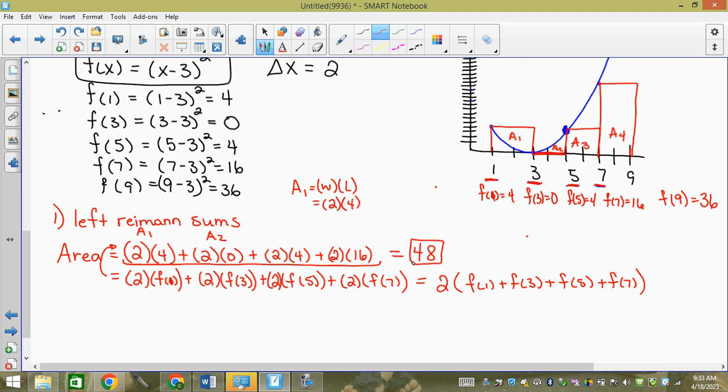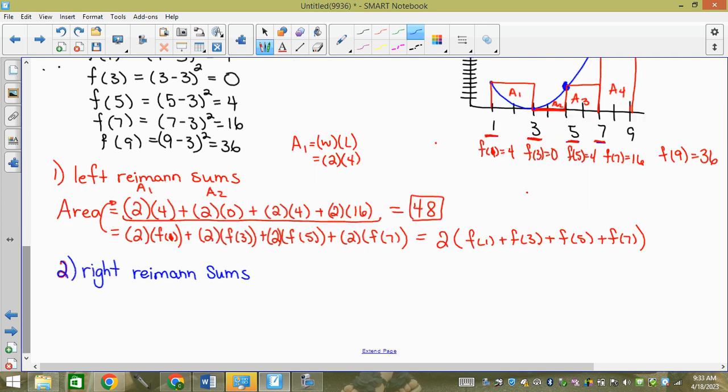Then right Riemann sums. What changes with the right one? It overestimates. Not always, but in this case it will overestimate just because we have a concave up parabola. If it was concave down, we do the vice versa.